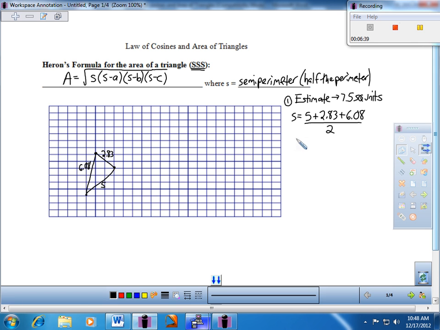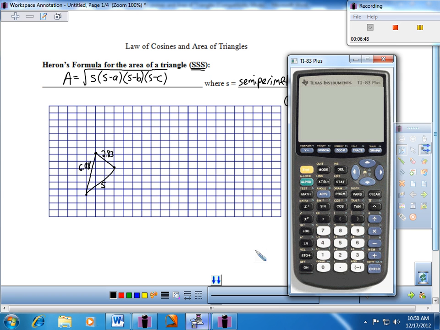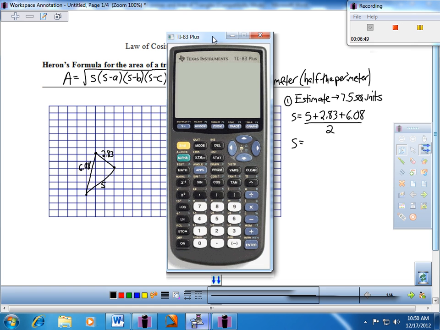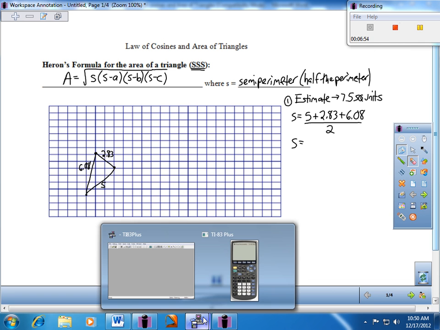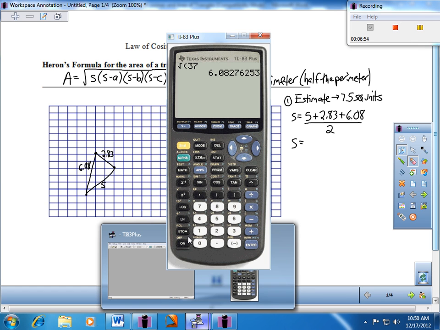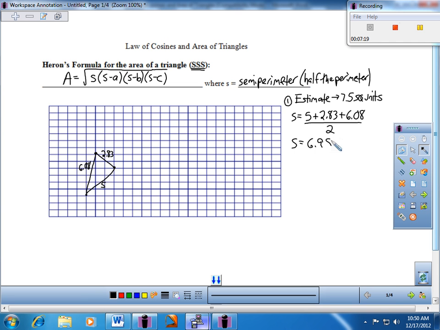Okay, perfect. So let's grab the calculator, everyone. I'm going to do this as well. You do it with me. And let's go ahead and find that semi-perimeter. So, let's bring that up one more time. There we go. And so I have 5 plus 2.83 and then plus 6.08. Everybody add up the 3 sides, get the perimeter, and now divide it by 2. Okay, so my half perimeter would be 6.955. Make sure I have that, 6.955. All right, that's absolutely perfect.